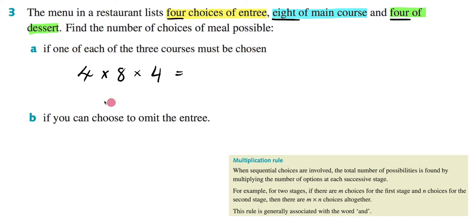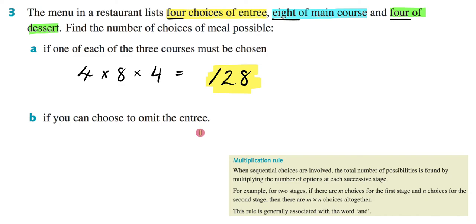Now all I have to do is 4 times 4 is 16, 16 times 8 is 128. To get my highlighter, that is the answer to the first one. There are 128 choices of meals possible if one of each of the 3 meals must be chosen. 128. Let's now move on to B, which says if you can choose to omit the entree.